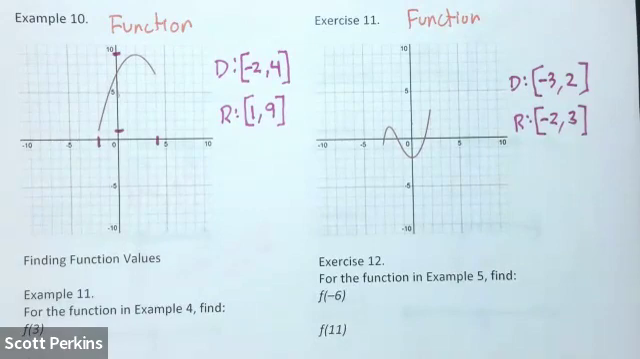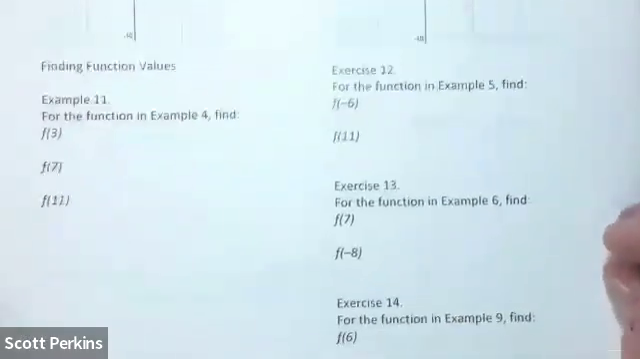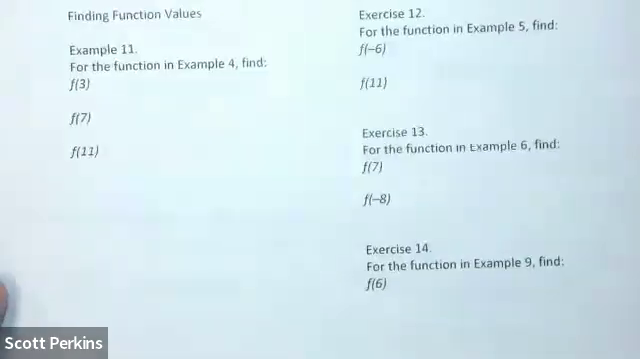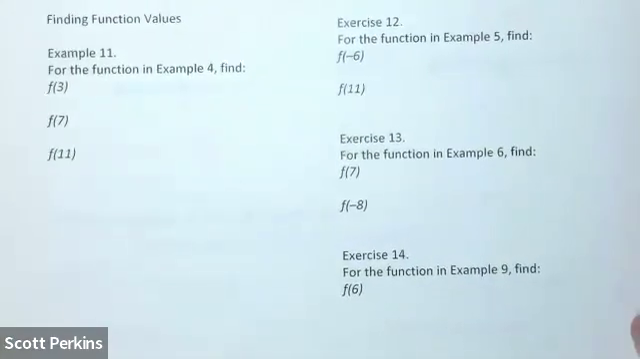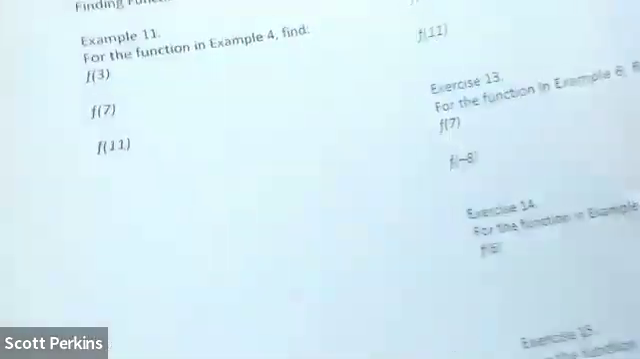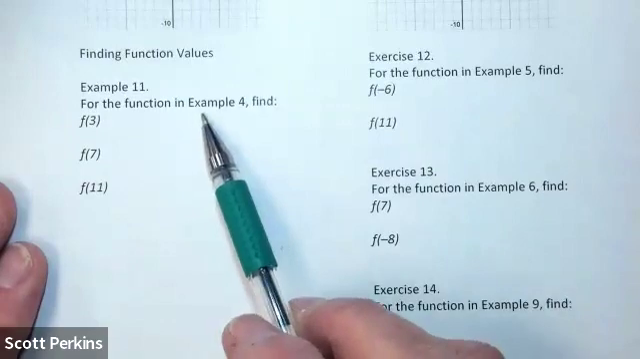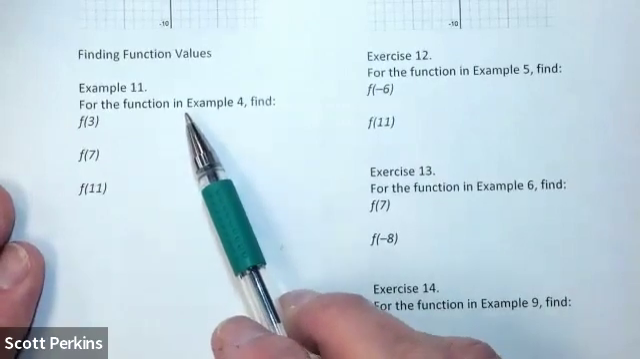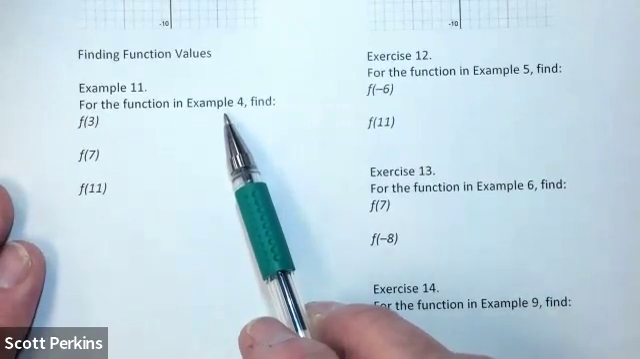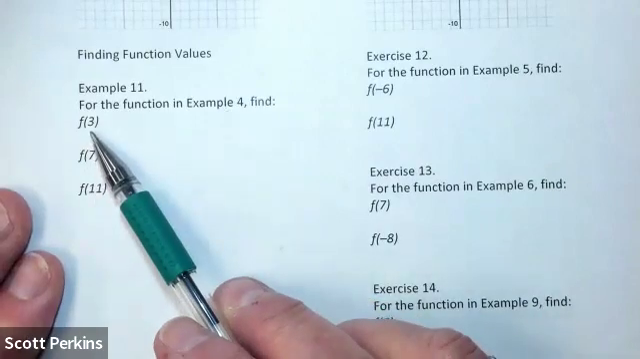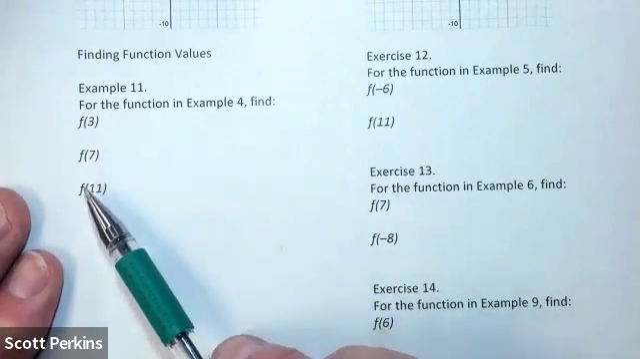All right, so we've talked about relations being given to us as sets of ordered pairs, then as tables, then as mappings, then as graphs. The last thing we're going to do is talk about function values and being able to find values of different functions. So go down to example 11 right here, finding function values. We are going to turn our attention to example 4. We're going to go to the function in example 4, and we're going to find the function value at 3, function value at 7, function value at 11.